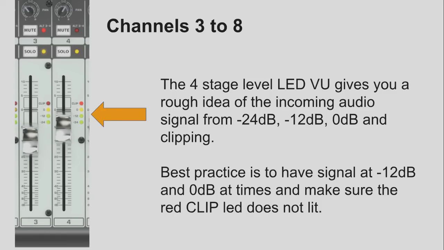The 4-stage level LED VU meter gives you a rough idea of the incoming audio: minus 24 dB, minus 12 dB, 0 dB, and clipping. Of course, the best practice is to have the signal at minus 12 dB and flickering every now and then at 0 dB, making sure that the red clip LED does not light. If it does, turn your gain knob down.